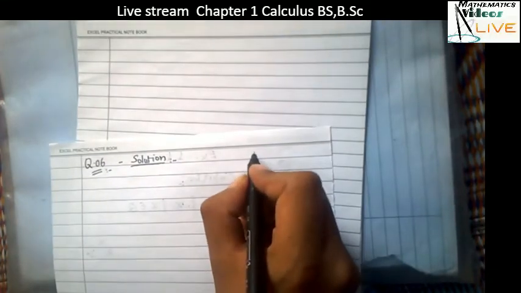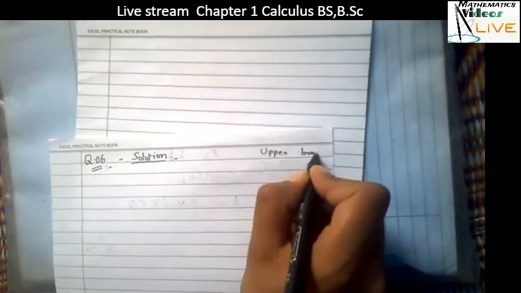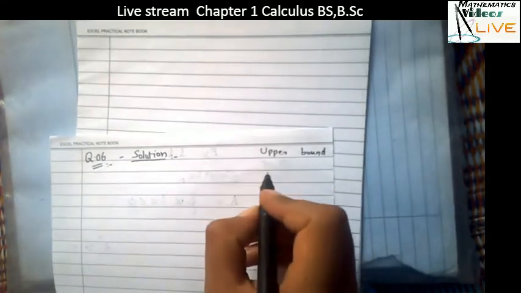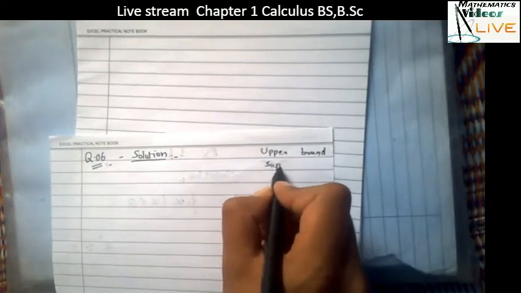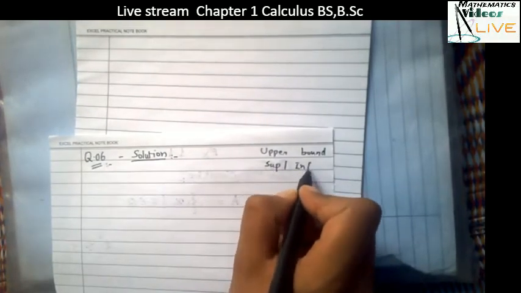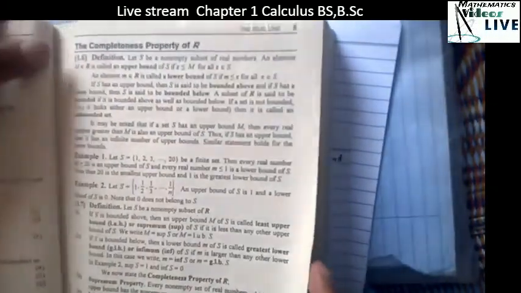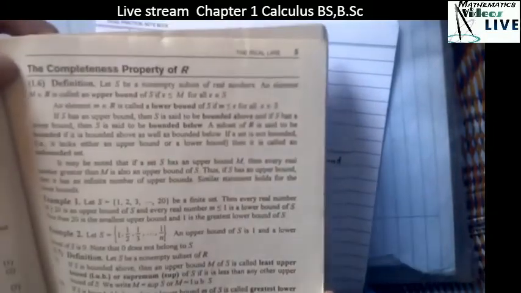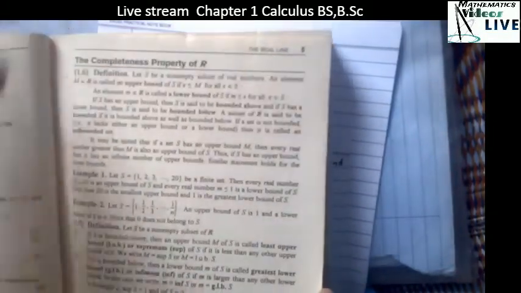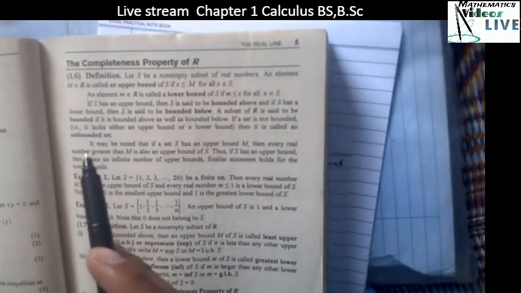Question number 6. Give an example of a set of rational numbers which is bounded above but does not have a rational supremum. Be very sure that you know what is meant by upper bound, lower bound, and supremum and infimum.